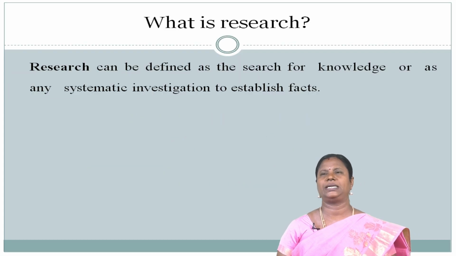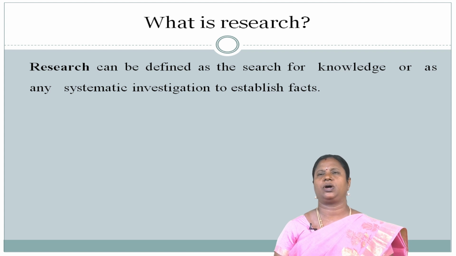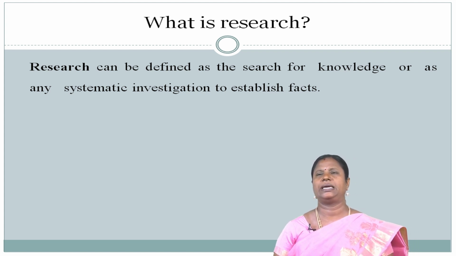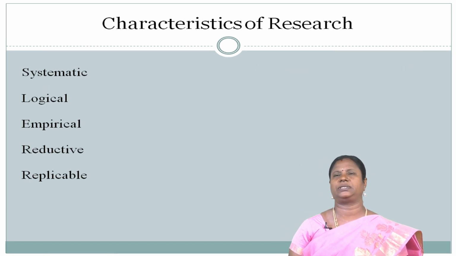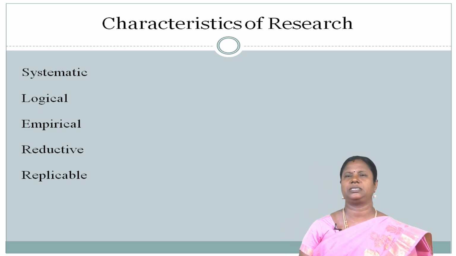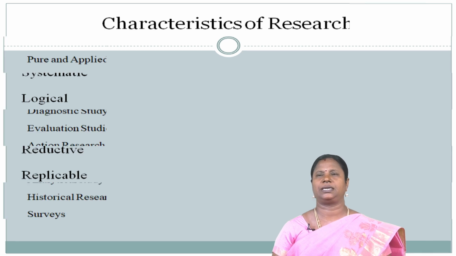First of all, what is research? Research can be defined as a search for knowledge or as any systematic investigation to establish facts. Characteristics of research. First one, systematic, logical research, empirical research, deductive research, replicable research.